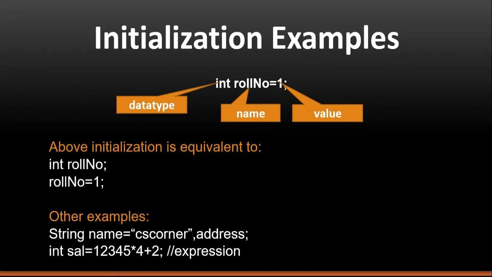Other examples of initialization of variables are, for example, I want to initialize multiple variables and I want to assign values to it. So here is the example, string name equal to CS corner, comma, address. So now my name variable is having value CS corner, but my address variable is not having any value.